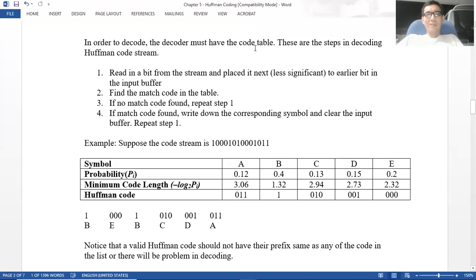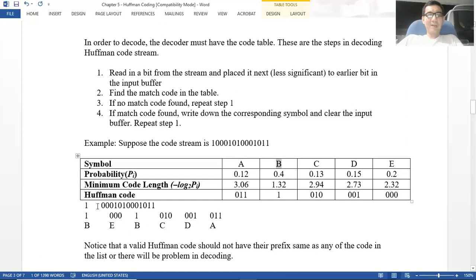To decode, you have to read one bit at a time and then check with the table, because you have no idea what the length is. It could be 1 bit, 2 bits, or 3 bits. So I'm going to show you how we do the decoding. Let's take 1 bit at a time. I take the first bit, 1. You check the table: is there any Huffman code 1? Yes, we have 1 here, so B. We decode 1 as B.